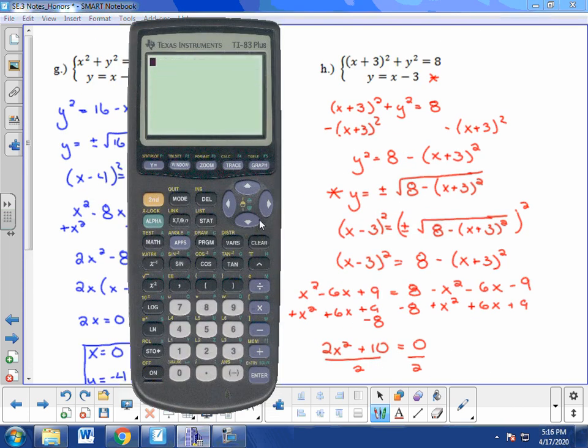Let's double check this graphically. So y equals x minus 3 is our first graph that was given to us. The other, again, is a square root, so we need both positive and negative cases. So positive square root of 8 minus, and then in parentheses, make sure you put in parentheses x plus 3 quantity squared, and then close the parentheses for the square root. So you've got to be careful when you type that in there. You do need those parentheses around x plus 3 before you hit the square key. And then we can graph. So if we take a look, there's our line, and there's our circle, and they do not intersect, so this has no solution.